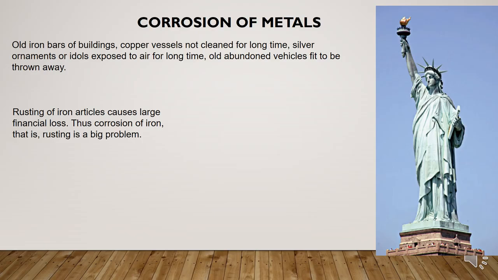Next we will understand corrosion of metals. Very important method, very important part of the chapter that you need to understand. You must have seen old iron bars of buildings, copper vessels not cleaned for a long time, silver ornaments or idols exposed to air for a long time, old abandoned vehicles fit to be thrown away.